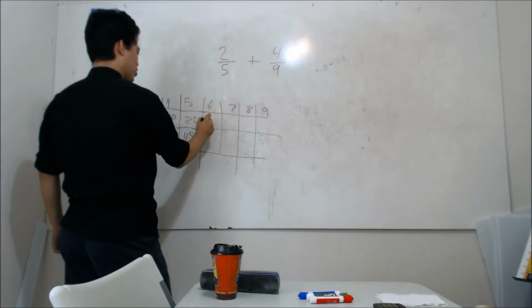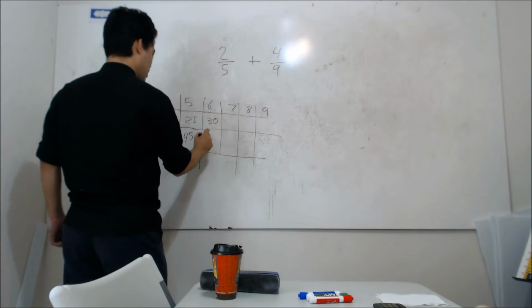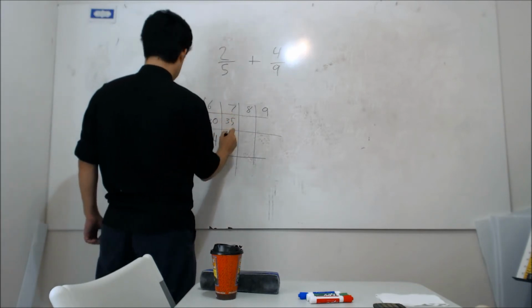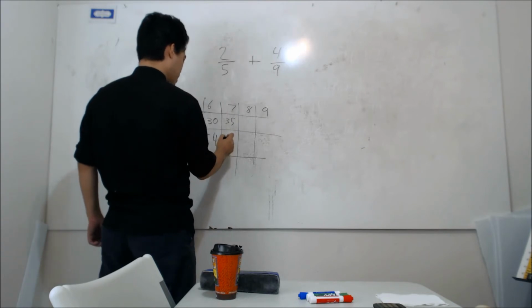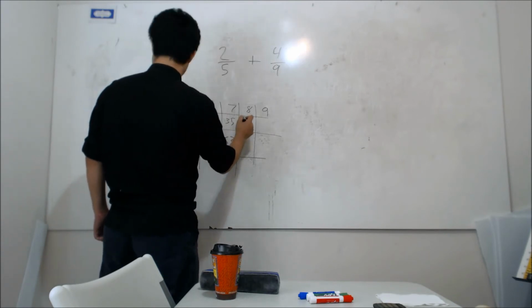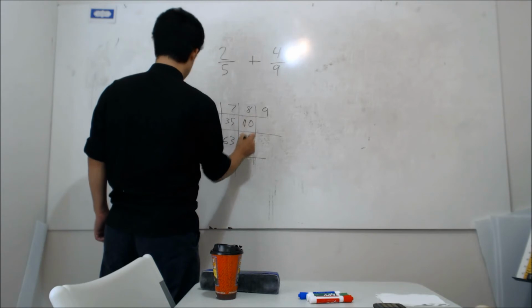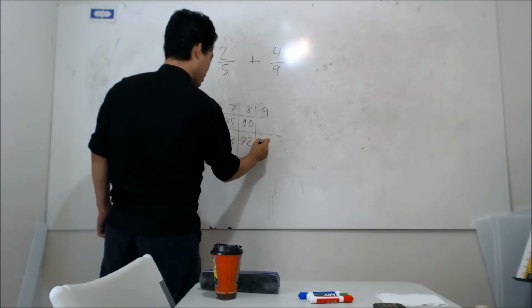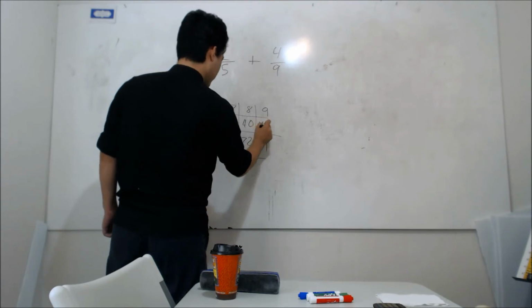So 6 times 5 is 30. 6 times 9 is 54. 7 times 5 is 35. 7 times 9 is 63. 8 times 5 is 40. 8 times 9 is 72. 9 times 9 is 81. Right, 81. 9 times 5 is 45.